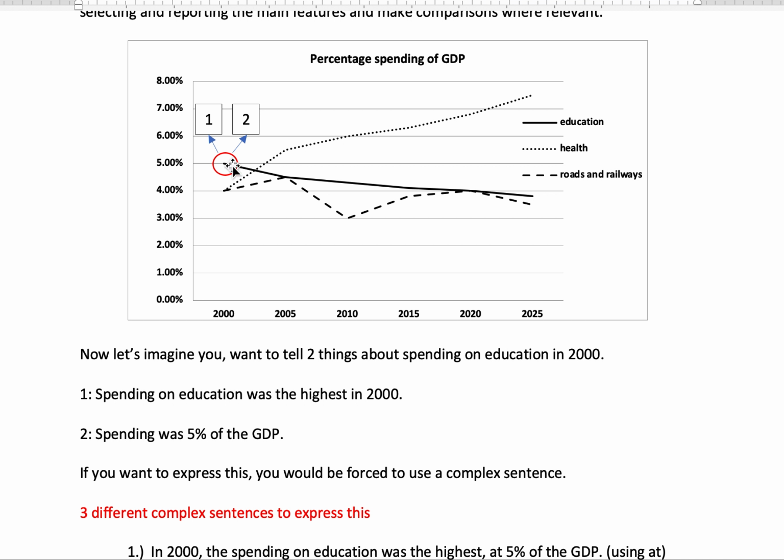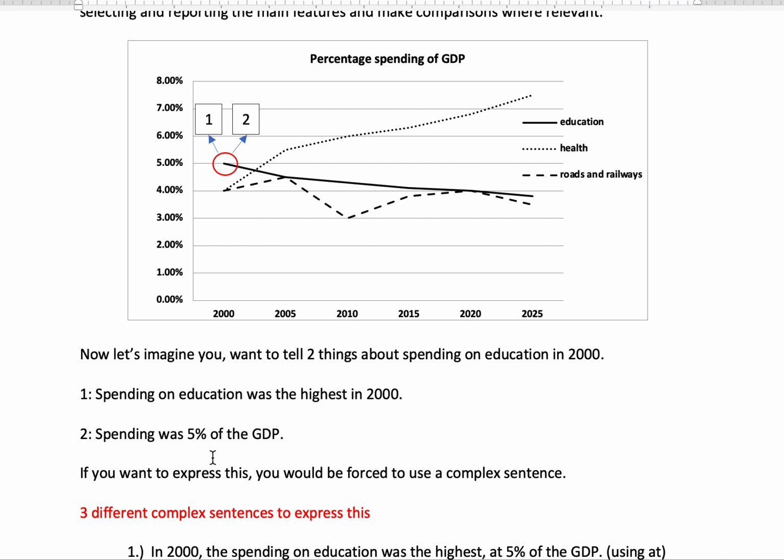Now let's imagine you want to tell 2 things about spending on education in 2000. So this is the spending on education. This line is for education. Now supposing you have to tell 2 things about the spending on education in the year 2000. So first thing that you want to tell is spending was 5%, and second thing is spending on education was the highest in 2000. So highest and 5%. These are the 2 things you want to tell about this 1 year.